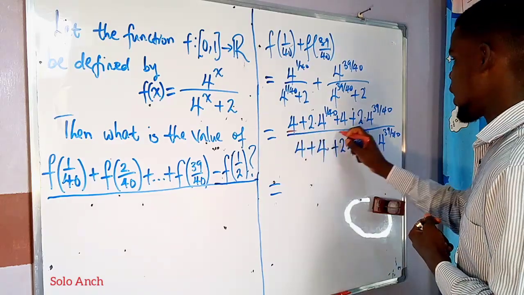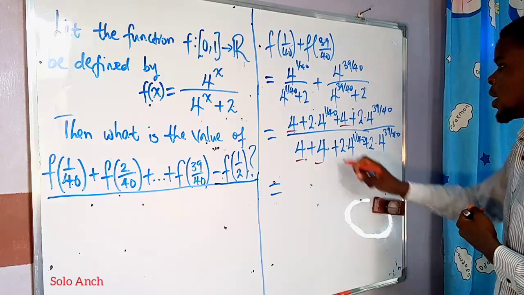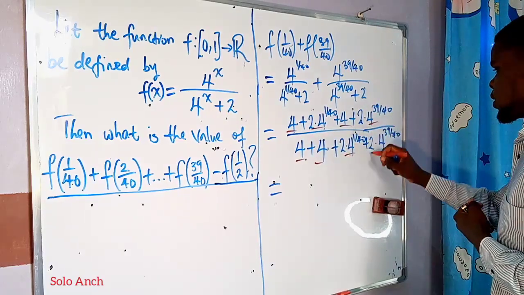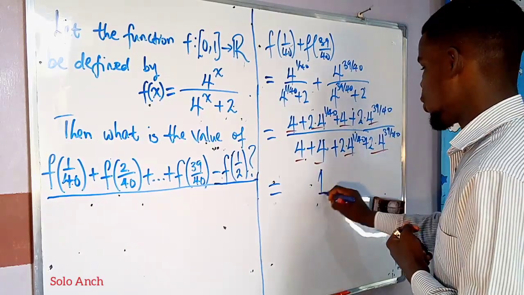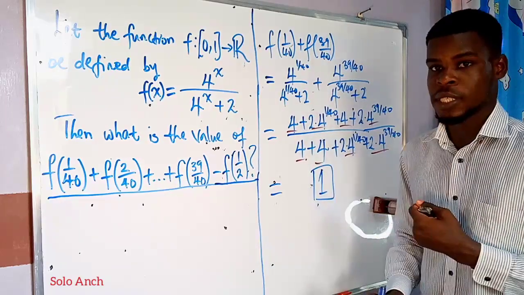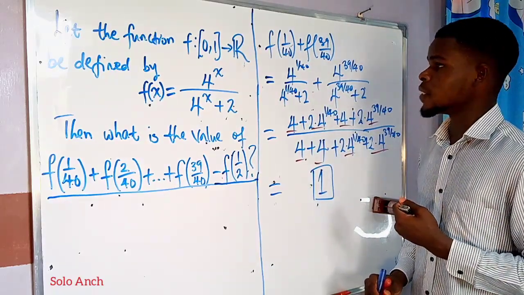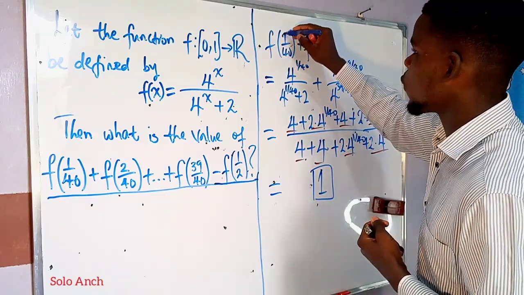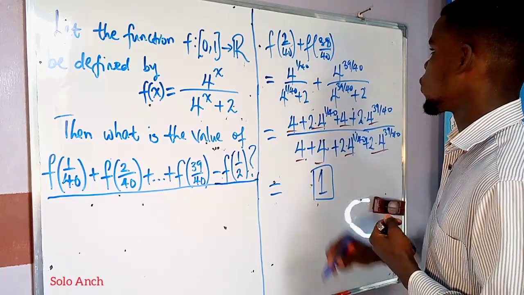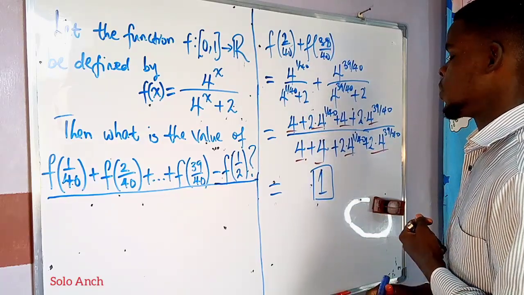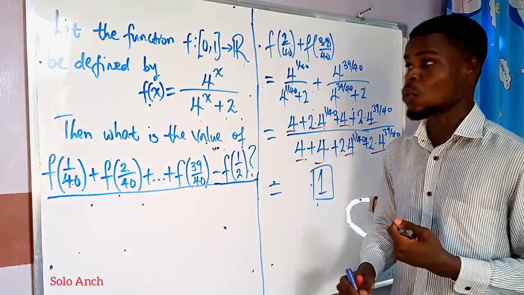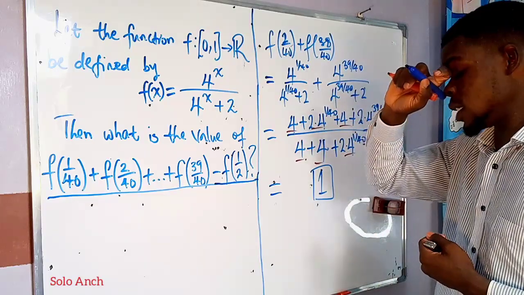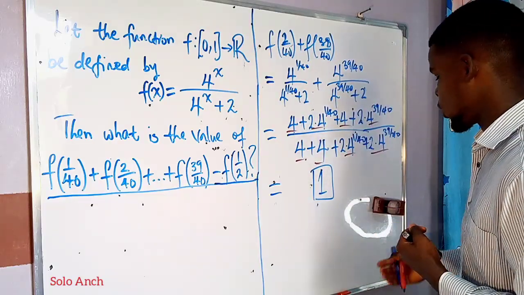Well, you see that this and that are both here, right? And then this is the same thing as that. So in fact, the numerator and the denominator are the same, so the result will just give us 1. Okay, that's very nice. And in fact, we will also want to find out what f of 2 over 40 with f of 38 over 40, what their sum will be. And after that, we may be curious to find out what f of 3 over 40 and then f of 37 over 40 will be.